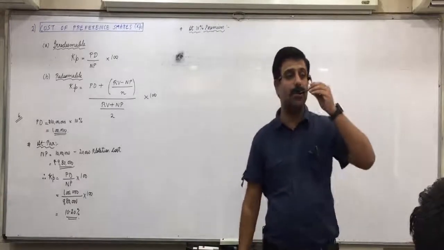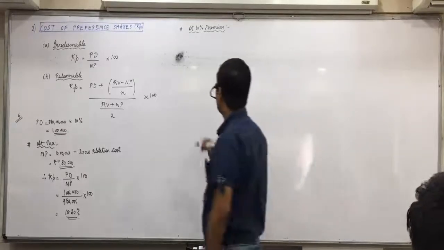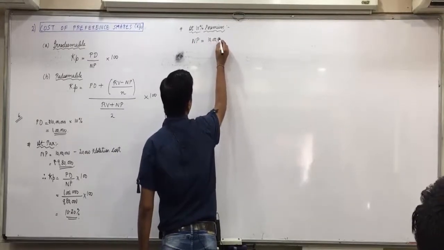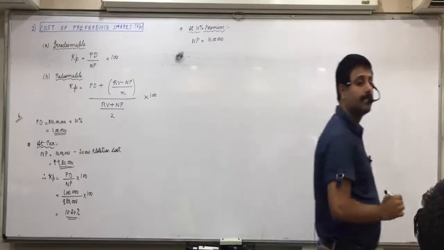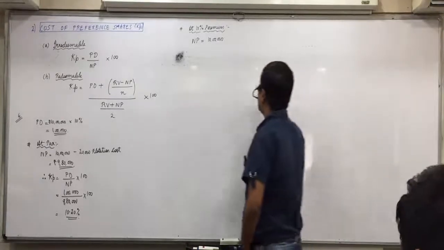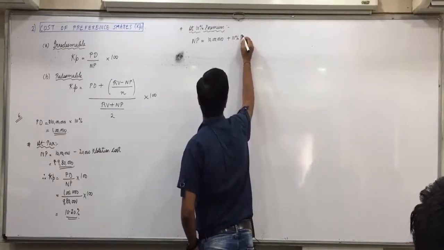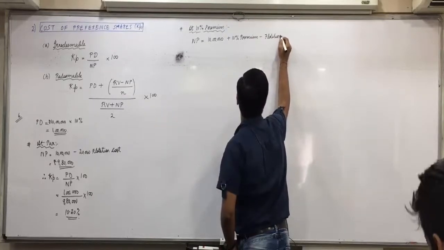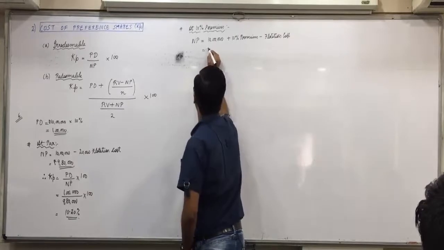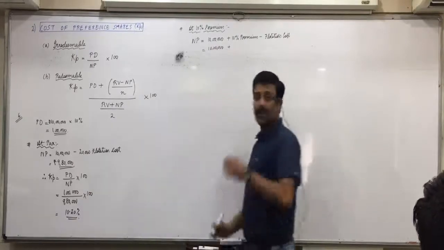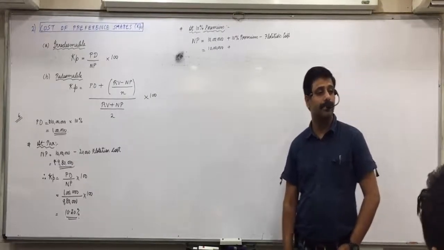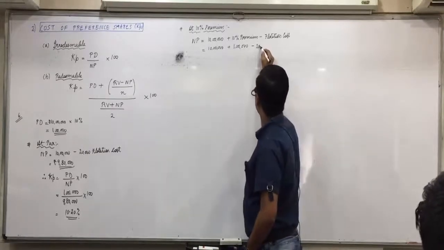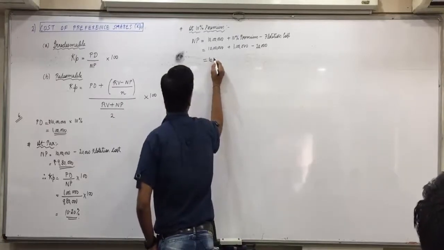Now if it is issued at 10% premium, then how will we find the net proceeds? 10 lakhs plus 10% premium minus flotation cost. 10 lakhs, 10% will be 1 lakh, and flotation cost is going to remain 20,000 itself. So 10,80,000.